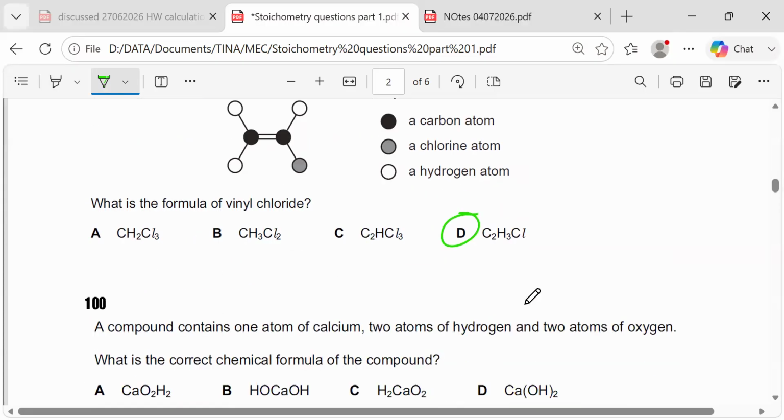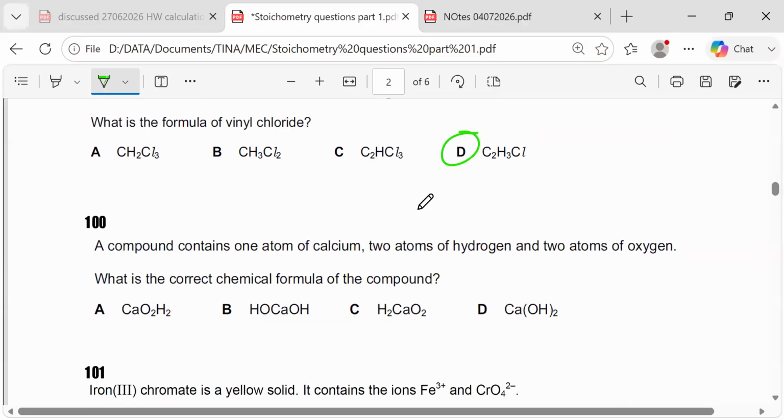Compound containing 1 atom of calcium, 2 atoms of hydrogen, and 2 atoms of oxygen. Okay, 1 calcium, 2 hydrogen. Wrong, it's D. Okay, make sense?